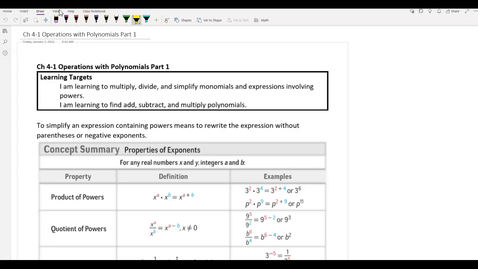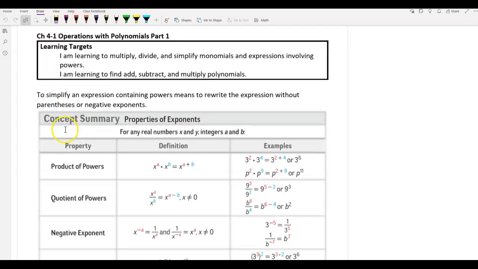Today we're looking at Chapter 4, Lesson 1, Operations with Polynomials, Part 1. This is a rather large lesson, so I did split it into 2 separate days. Our learning targets that we're mainly going to focus on for today in this video are: I am learning to multiply, divide, and simplify monomials and expressions involving powers. And then in the next video, we'll take a look at that second learning target.